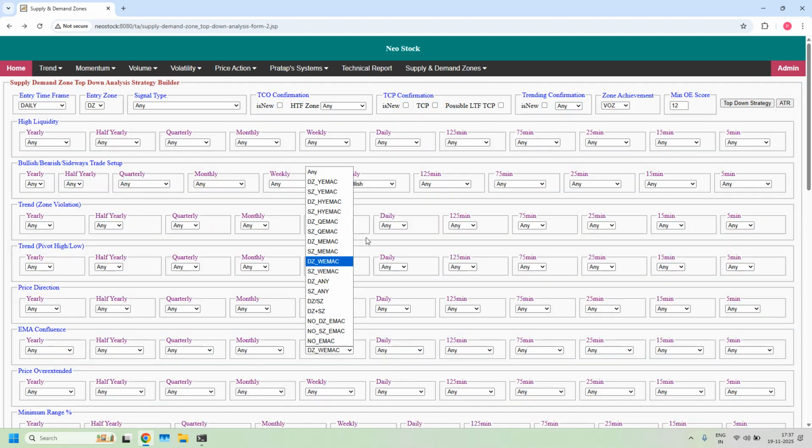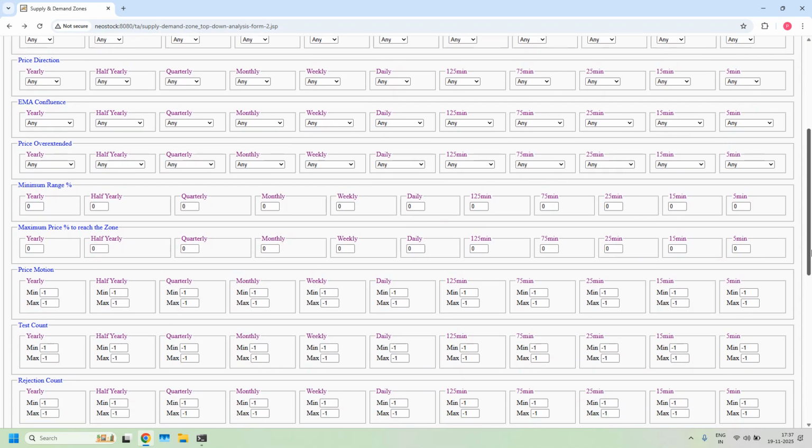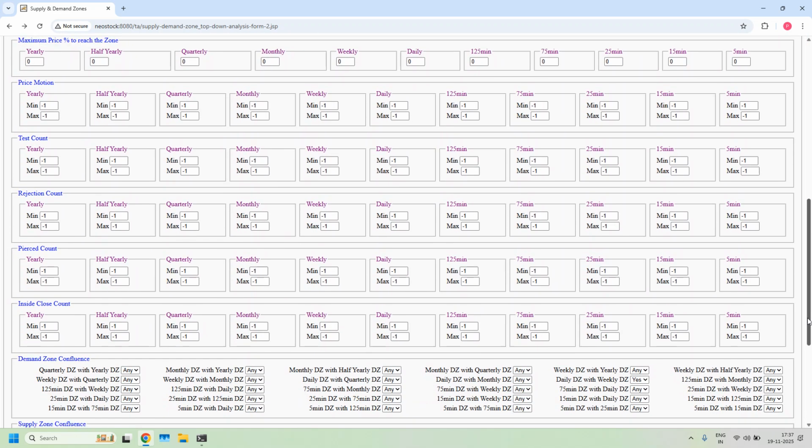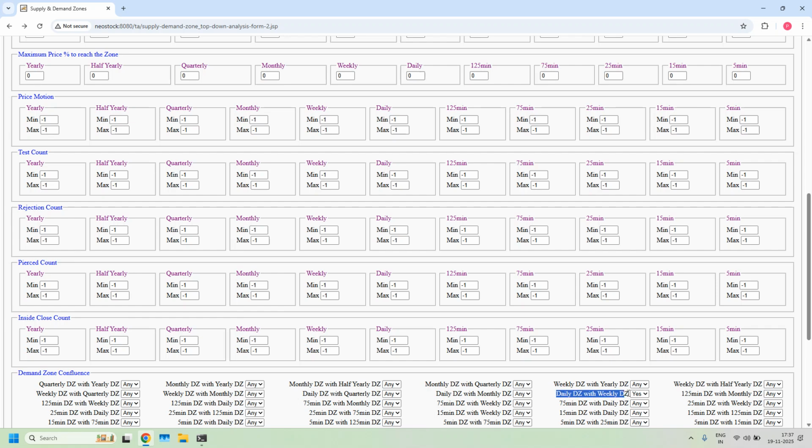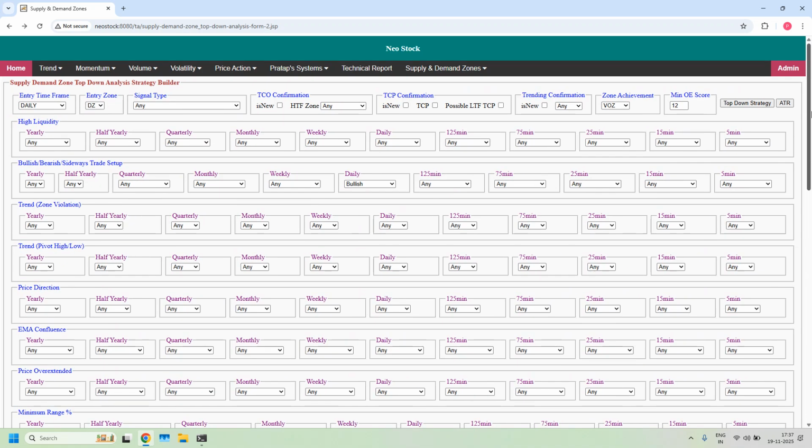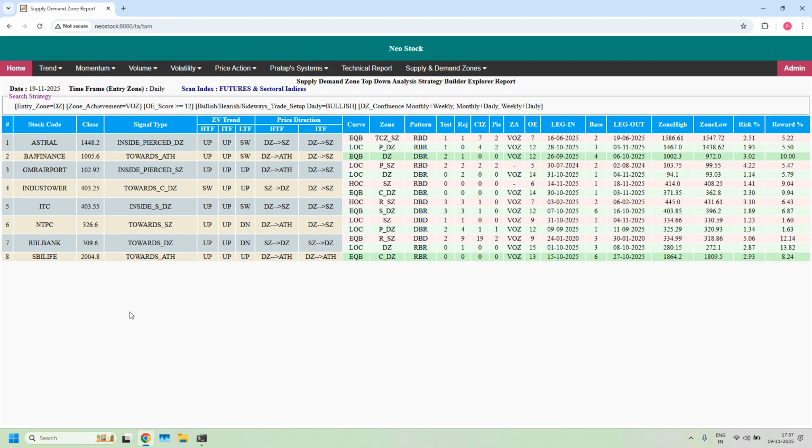So I am removing ITF EMA filter. Second strategy, first step, LTF, ITF and HTF demand zone confluence. So 3 filters you have to set: daily and weekly, daily and monthly, weekly and monthly demand zone confluence. By enabling all the 3 filters, we got 8 stocks. In all the 8 stocks, all these daily demand zones are overlapped with weekly demand zones, and both together again overlapped with monthly demand zone.